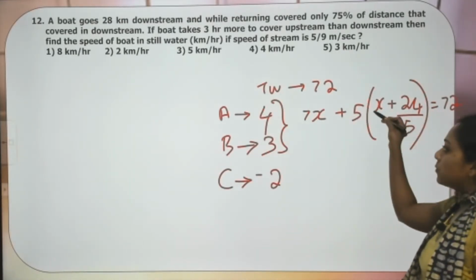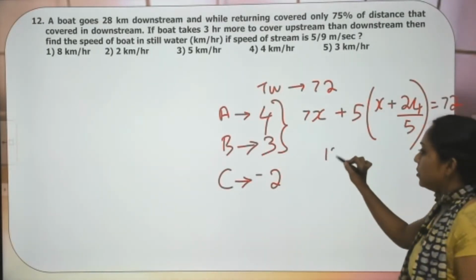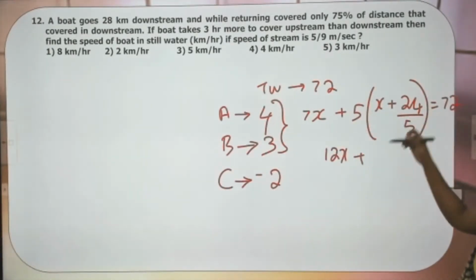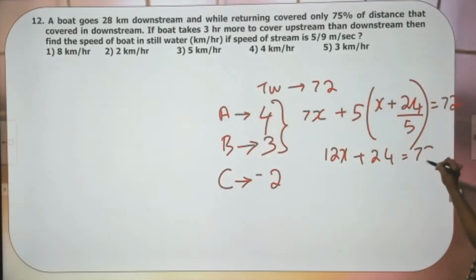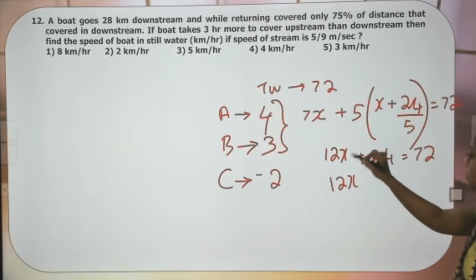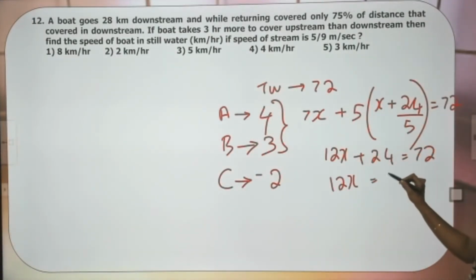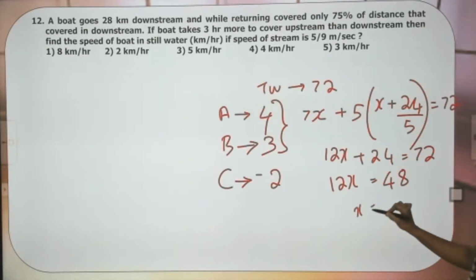So 7x plus 5x is 12x. Okay, so 12x plus 24 is equal to 72, or you can write 12x is equal to 72 minus 24, that is 48, or x is equal to 4.